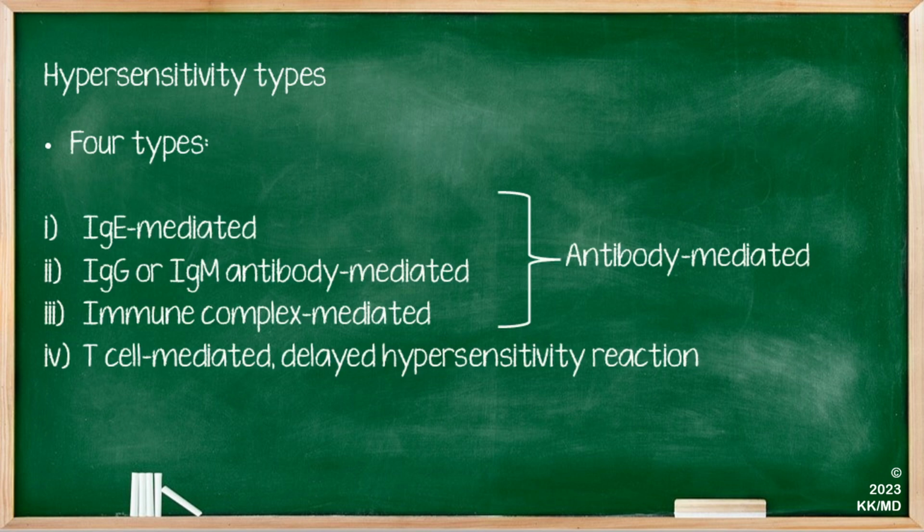So the one that we will be talking about today is IgE-mediated. In the next episode, we will talk about IgG or IgM antibody-mediated. After that, we'll be talking about immune complex-mediated hypersensitivity. And then finally, we will discuss T-cell-mediated or delayed hypersensitivity reactions. And it's important just to be aware that the first 3 are all antibody-mediated, whereas the last type is T-cell-mediated.